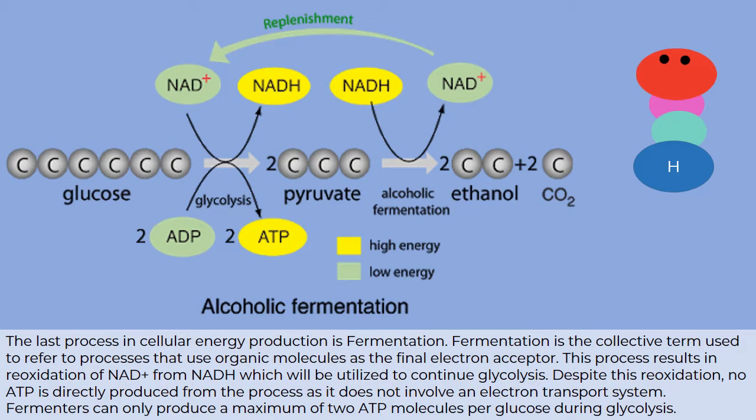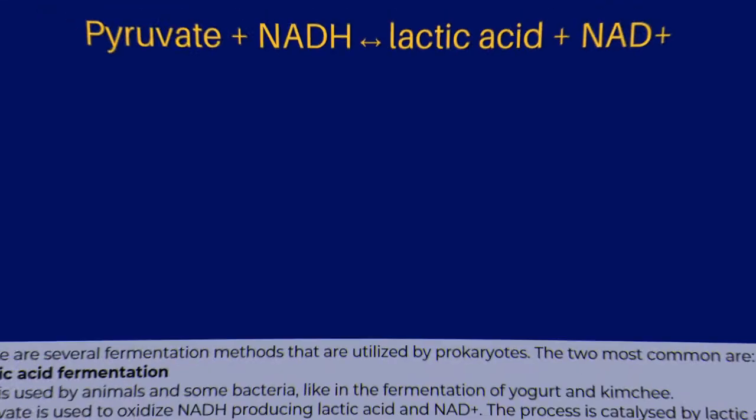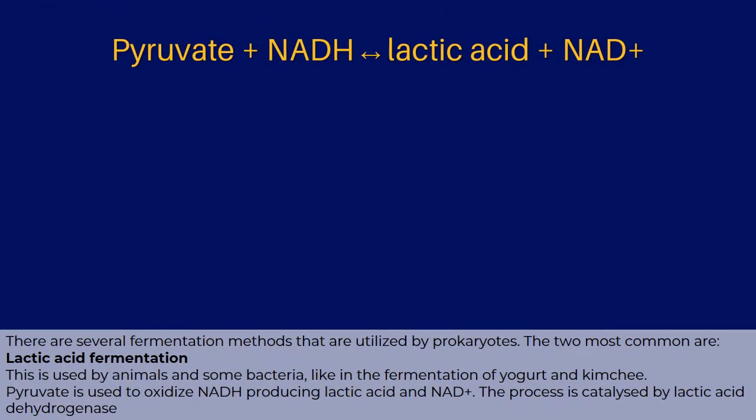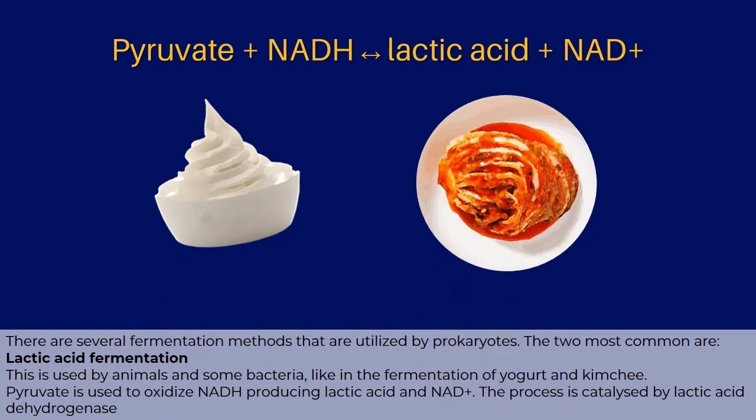Fermenting organisms can only produce a maximum of 2 ATP molecules per glucose during glycolysis. While prokaryotes are prone to using several different methods of fermentation, the two most common are known as lactic acid fermentation and alcohol fermentation. In lactic acid fermentation, one pyruvate molecule and an NADH molecule is converted into lactic acid and NAD+. This is used by animals and some bacteria, like in the fermentation of yogurt and kimchi.